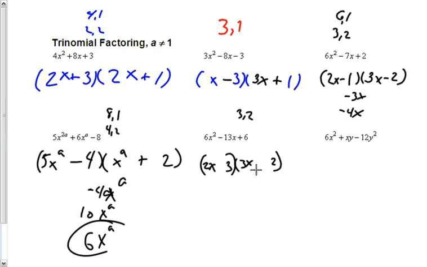So now I have to figure out which one, what's the signs. Well, the signs have no choice. It's all negative in the middle. And this is positive, so they have to be both negative. That's negative 9x, negative 4x, which is negative 13x.